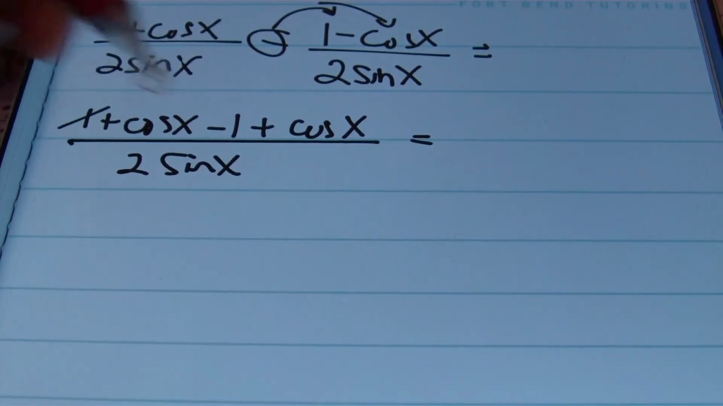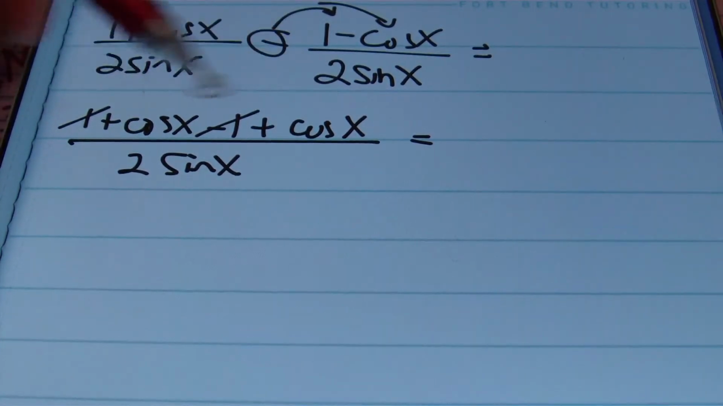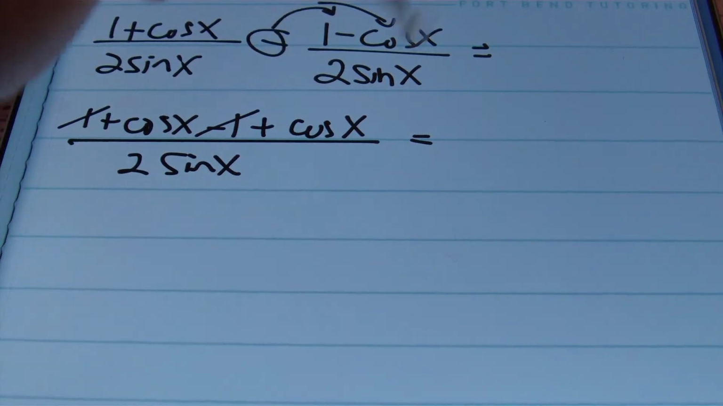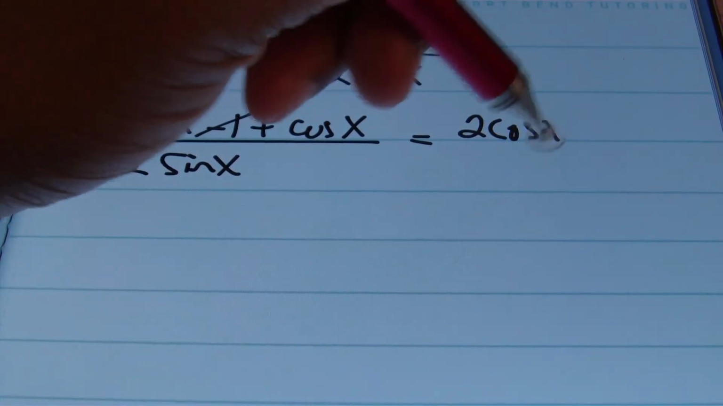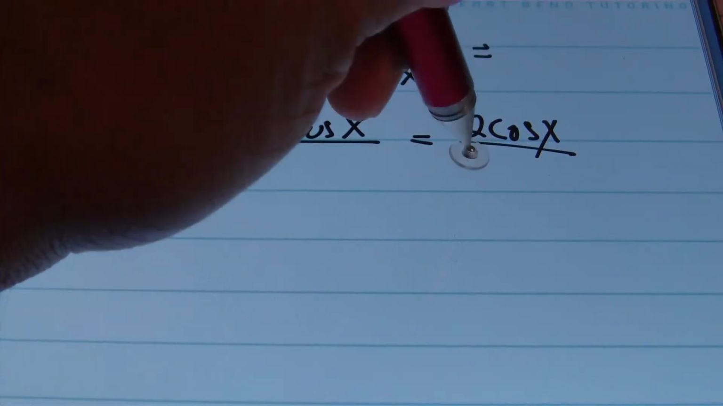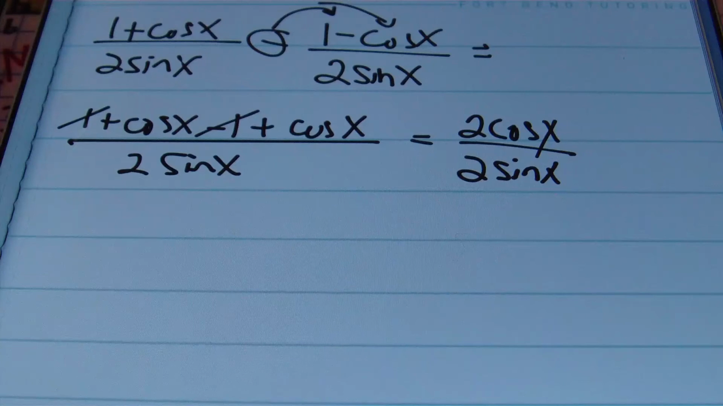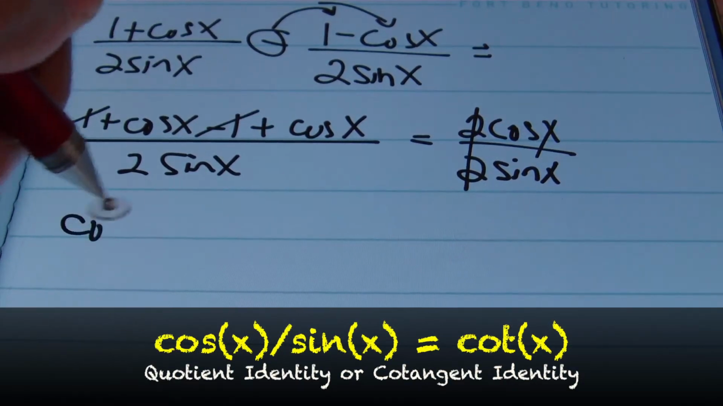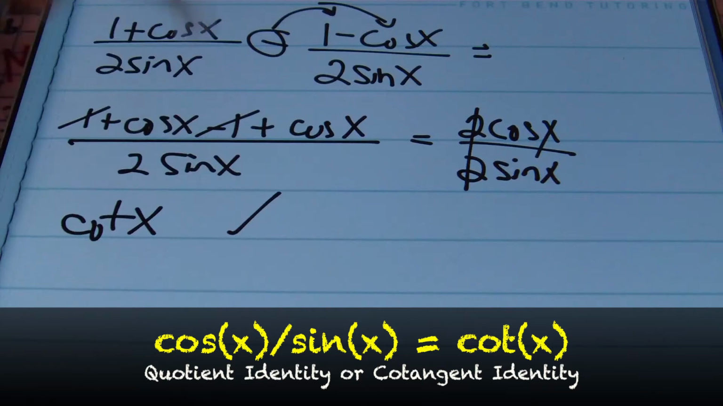From here, my 1's will cancel out, because those are additive inverses, right? And then I can combine those cosine x's, and I have cosine x plus cosine x, which is 2 cosine x, which is currently over our common denominator, which is 2 sine x. So that's what we have thus far. Now, check this out. We can cancel out these 2's. They're gone now. And we know that cosine x over sine x, using those quotient identities, that's cotangent x, ladies and gentlemen. It is cotangent x and done.